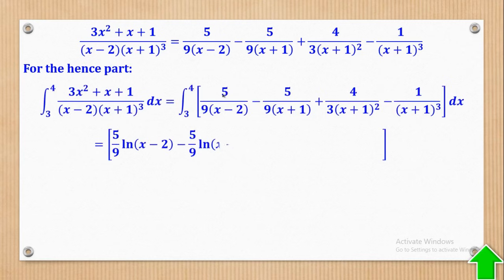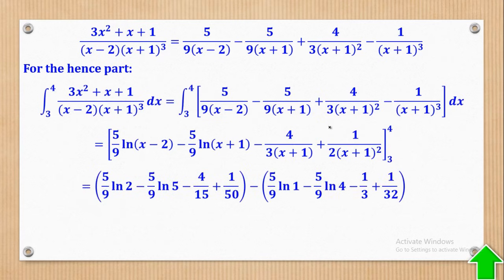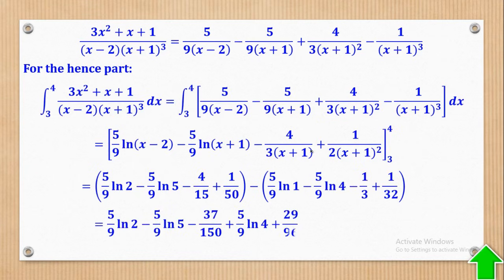So integrating this gives you this. Then integrating this gives you this, and this gives you that. The next is substitute limits. Upper limit minus lower limit, then simplify. But remember, they want the answer to 3 decimal places, so that will be the answer.